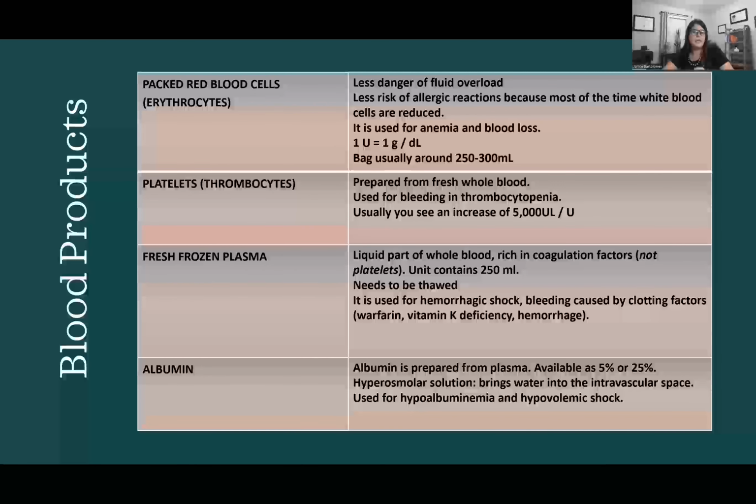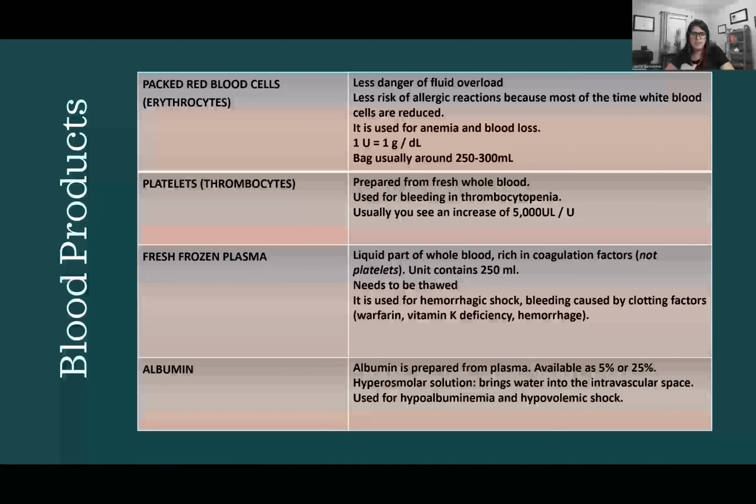Now, platelets are prepared from fresh whole blood. They're used for bleeding or thrombocytopenia, when your platelets are low. And usually you see an increase of 5,000 per unit.